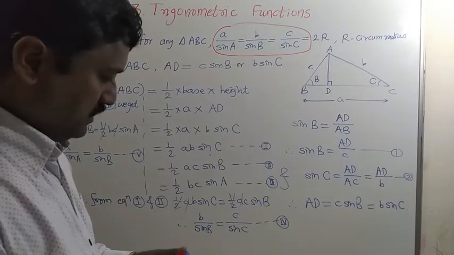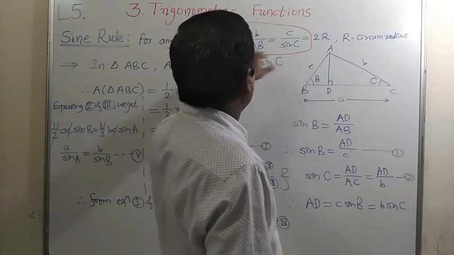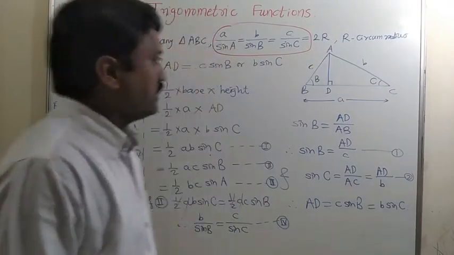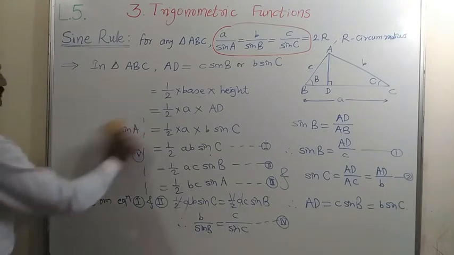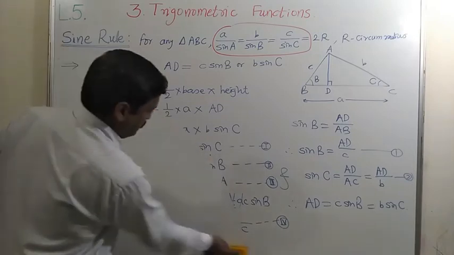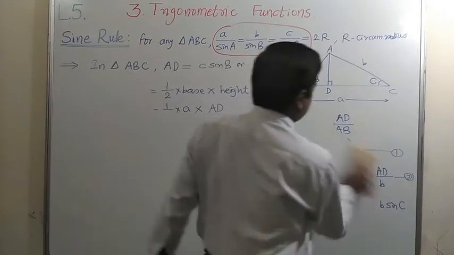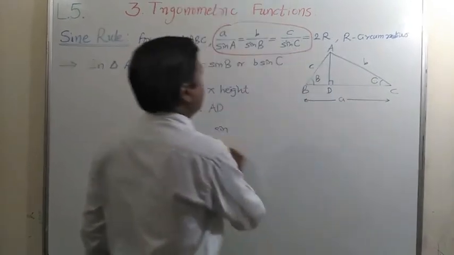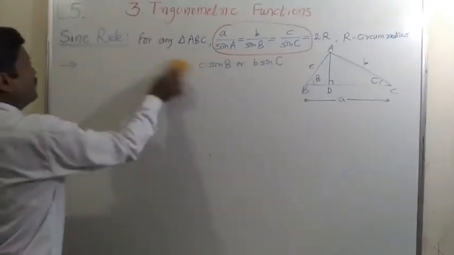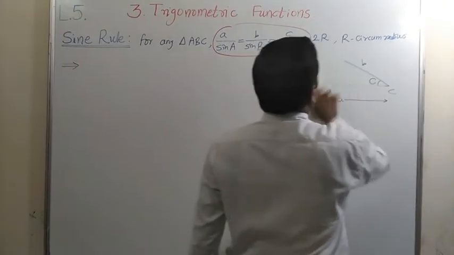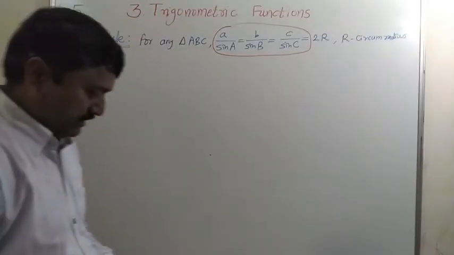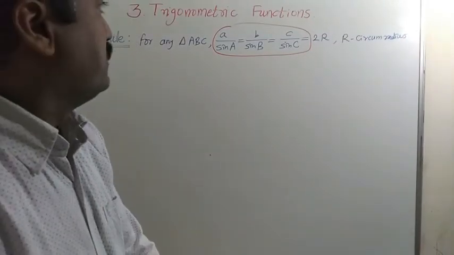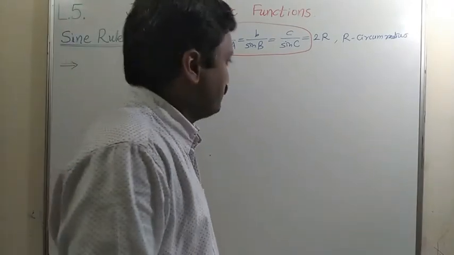Now the second part remains, that all these ratios are equal to 2 times the radius of the circumcircle of the triangle. Let us see that second part. There are different methods to prove this sine rule, but we have learned this one here. Now we will see the second part. For that, we will draw the circumcircle of triangle ABC.